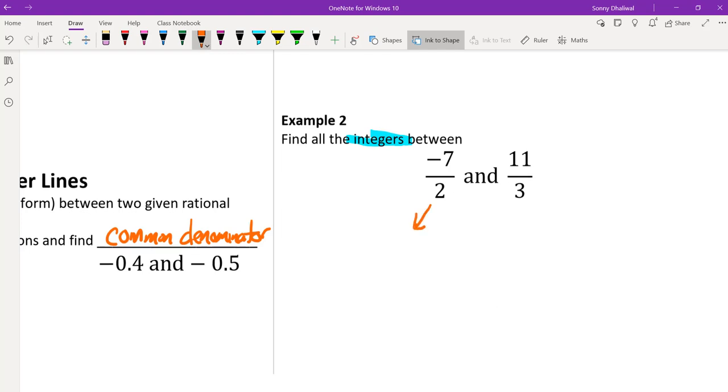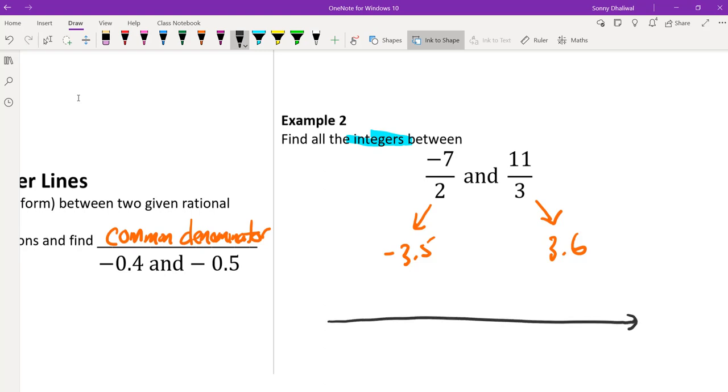So in order to do this, we just need to know what our boundaries are. We go negative 7 over 2. What is that number as a decimal? So grab your calculator and negative 3.5. And what's 11 over 3? 3.6. So if we put this on a number line, the negative 3.5 would be somewhere over here, and the positive 3.6 would be in here.